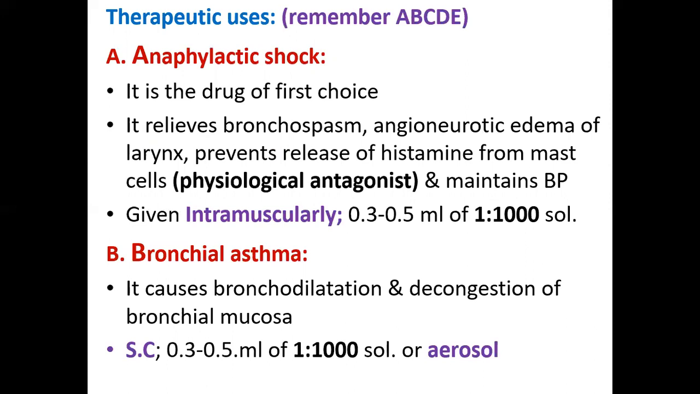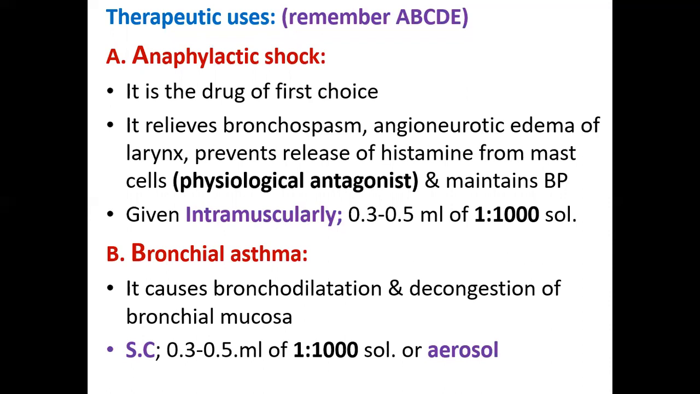Therapeutic uses. Here is a mnemonic, you can remember it very easily. Just remember A, B, C, D, E. A represents anaphylactic shock. It is the drug of choice in treatment of anaphylactic shock. Mainly it relieves bronchospasm, angioneurotic edema of the larynx, prevents release of histamine from mast cells, is a physiological antagonist, and maintains blood pressure. It is given intramuscularly in a dose of 0.3 to 0.5 ml of 1 in 1000 solution.